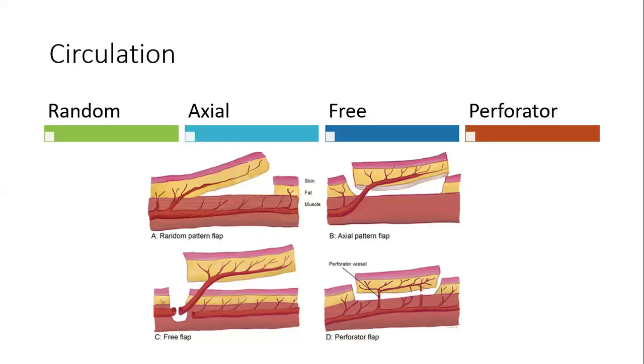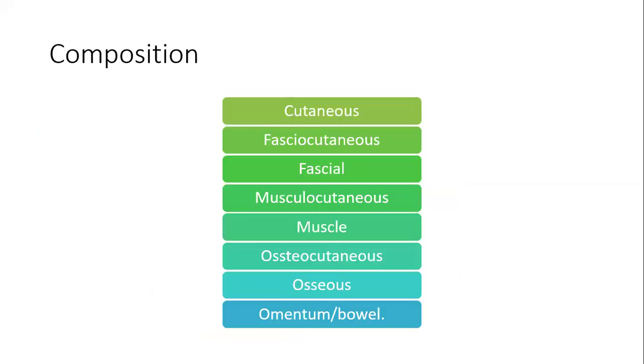The next one is axial flaps. These derive blood supply from a named artery, and to improve survivability, an axial flap will typically include tissue from a single angiosome. So a region of tissue supplied predominantly by a single named vessel is only considered. The free flap would be separating the vessel and taking the flap to a different location. Perforator would be multiple vessels.